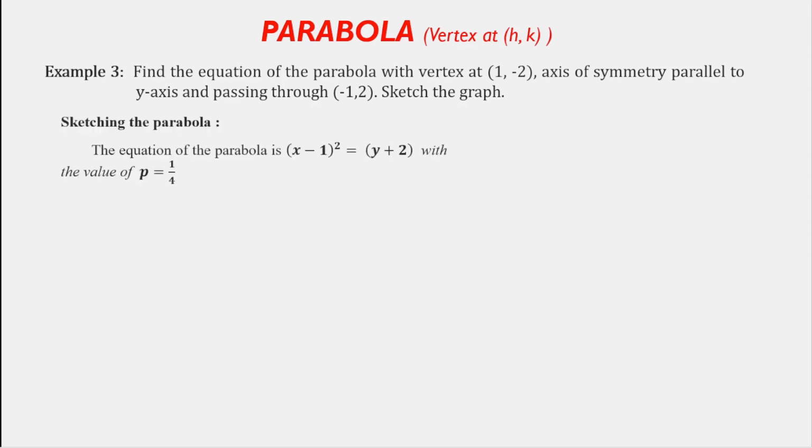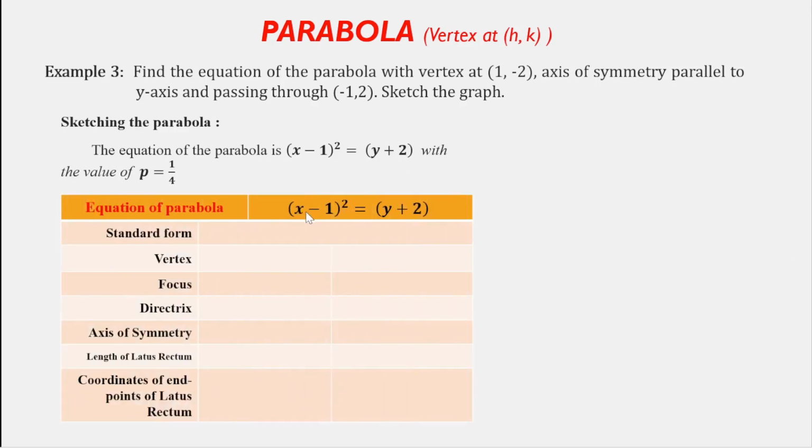As we sketch now the parabola, the equation of the parabola is the square of the quantity (x minus 1) is equal to the quantity (y plus 2), with the value of p equal to 1/4. As you can see, the derived equation of the parabola in the problem is in the form of the square of the quantity (x minus h) is equal to 4p times the quantity (y minus k).